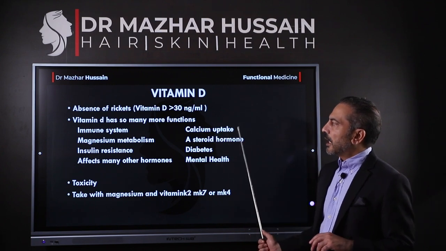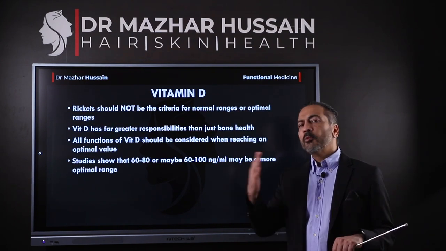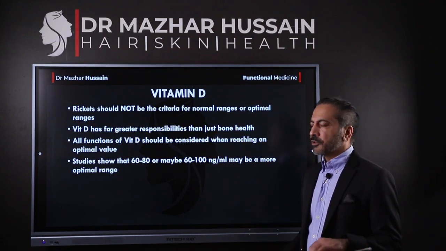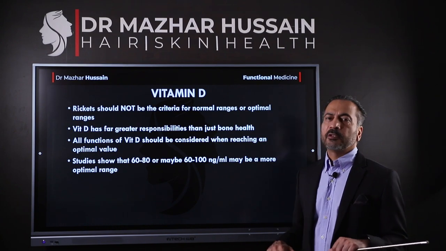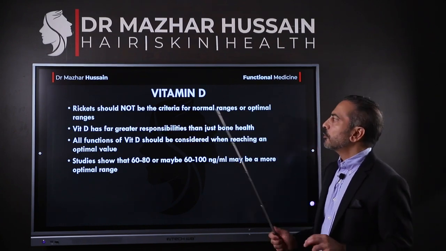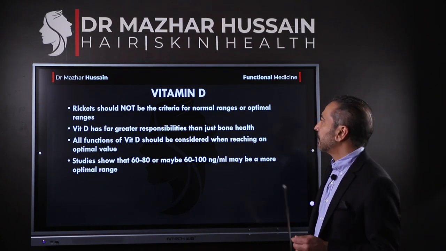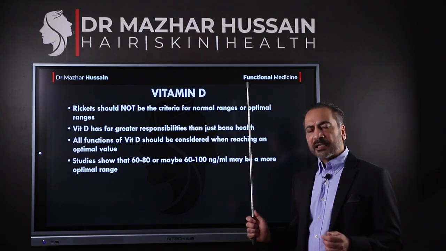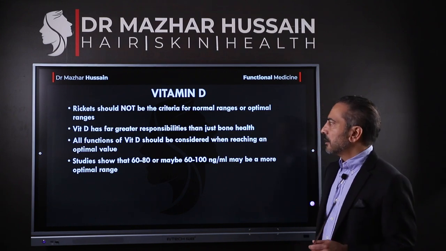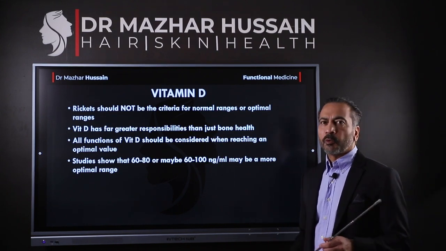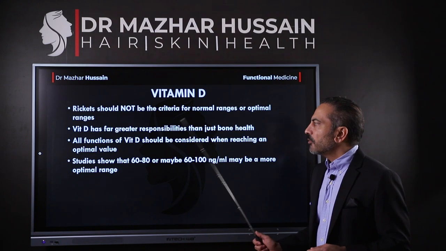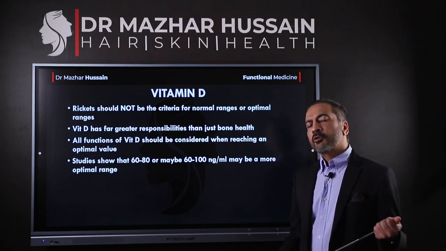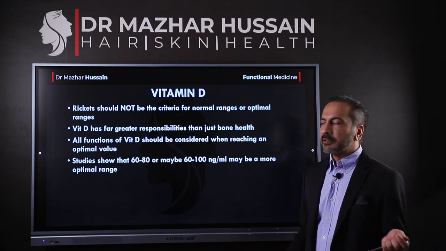So vitamin D has many more roles to play than just being important for your bones. So rickets should not be the only criteria for normal ranges if we want to discuss vitamin D or optimal ranges. Vitamin D has so many more responsibilities to look after than just bone health. And all functions of vitamin D should be considered for us to establish an optimal level.